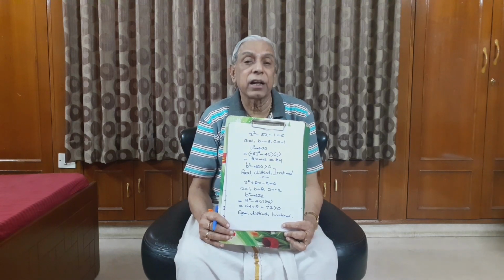The roots are real, distinct and irrational. Now I shall go to the next problem, and afterwards we'll draw our conclusion. The next equation I have considered here is 4x squared minus 4x plus 1 equals 0. I have to discuss the nature of the roots.